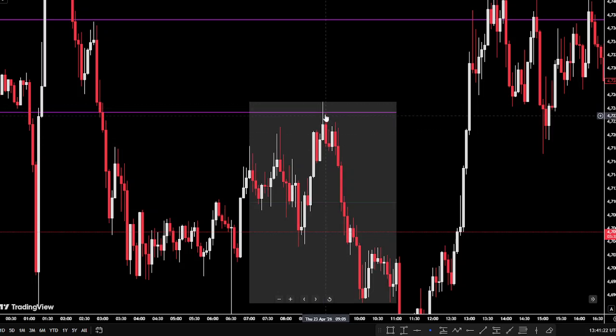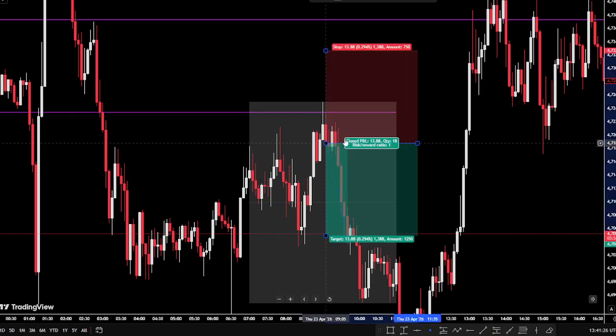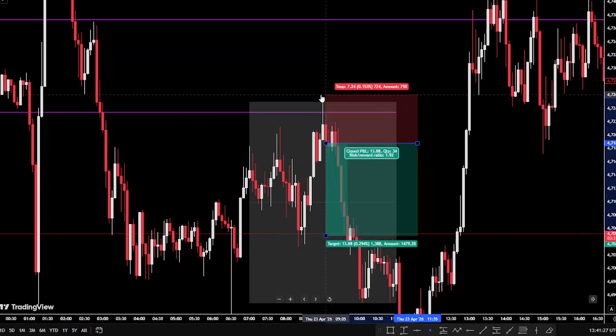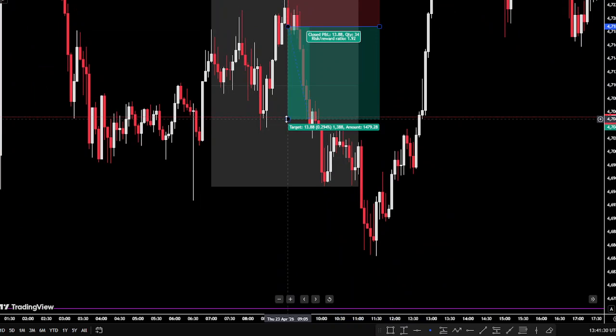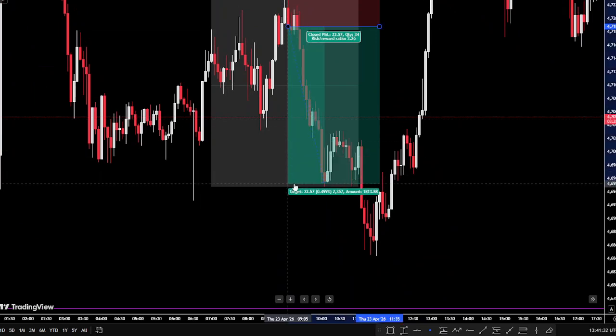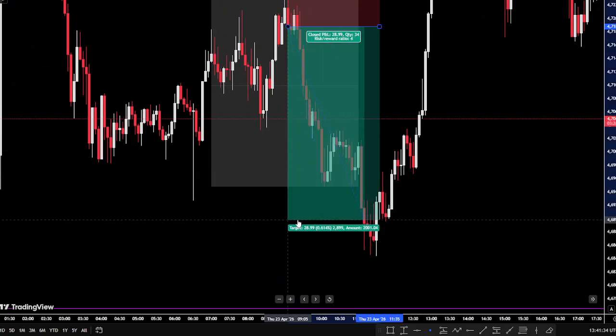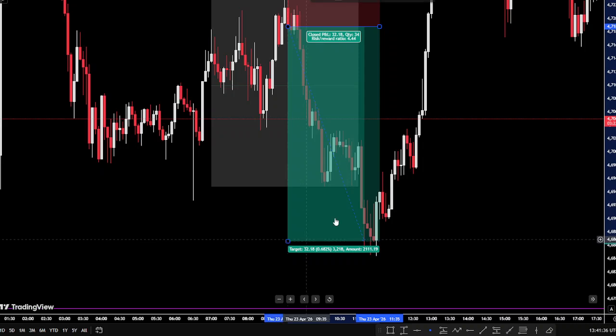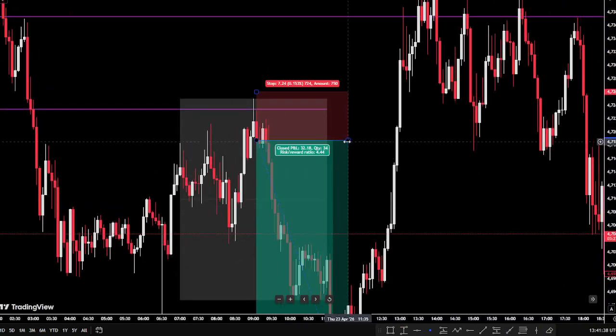So with this rejection and this engulfing candle, you should be confident enough to just place your entry, right? And you go 1 to 3. This is a 1 to 3, 1 to 4, 1 to 5, and you're still good, right?